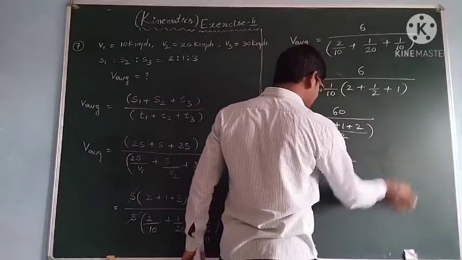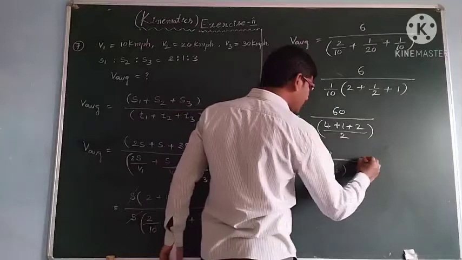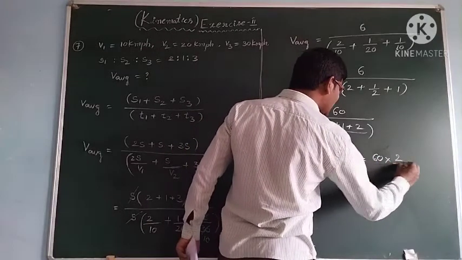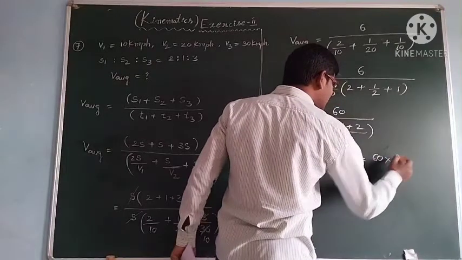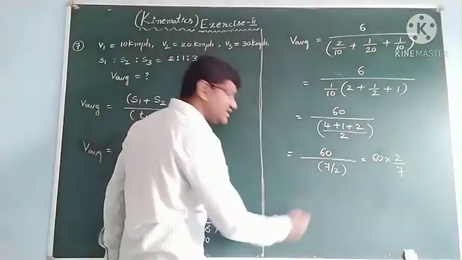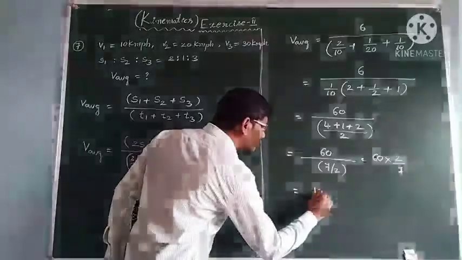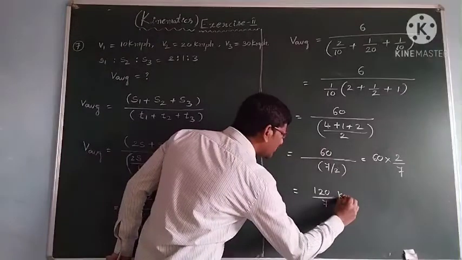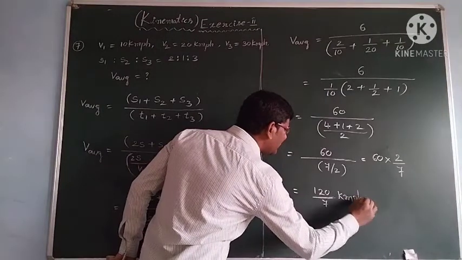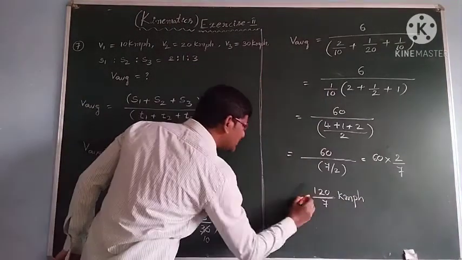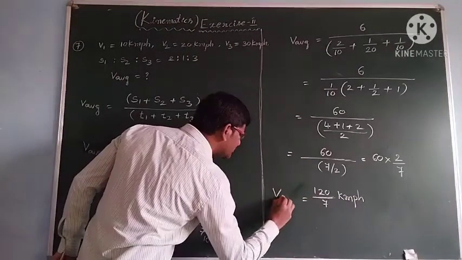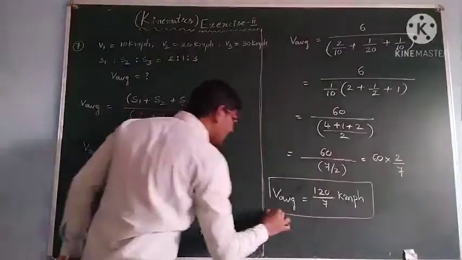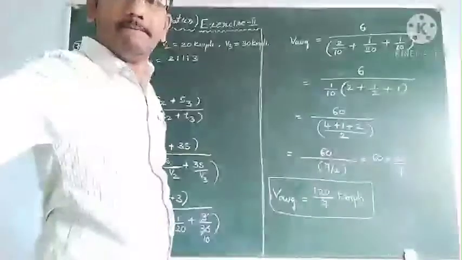Okay students, then it will become reciprocal. So 60 into 2 by 7. 60 into 2 means 120. So 120 by 7 kilometer per hour. So this is called V average. V average is equal to 120 by 7 kilometer per hour.